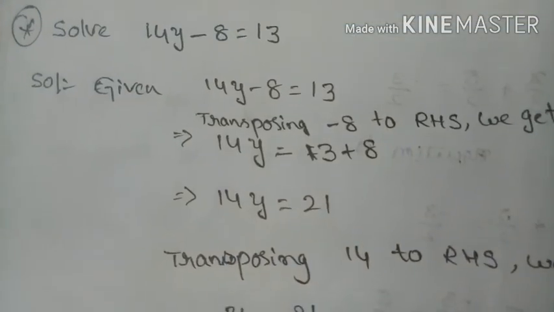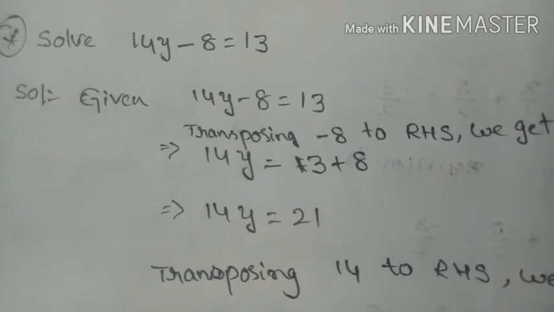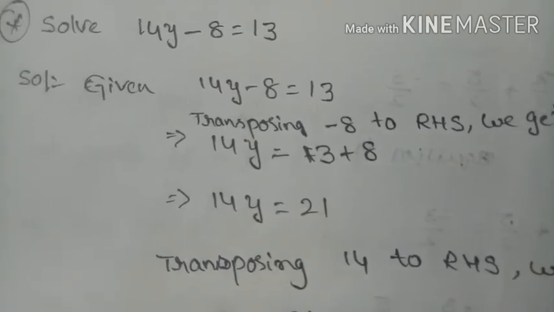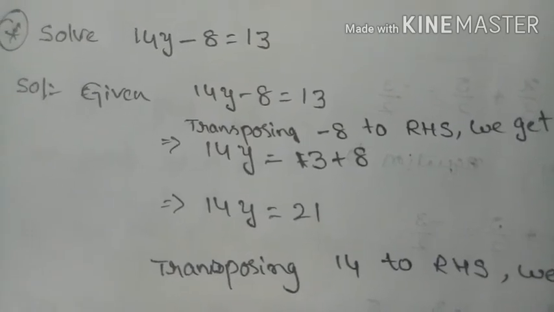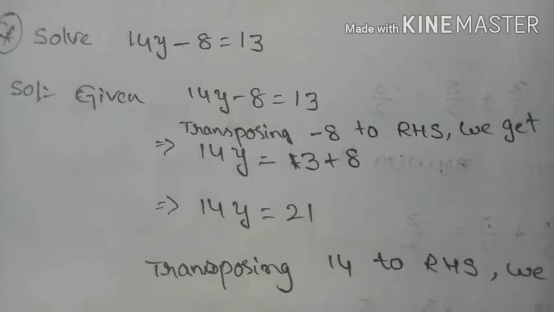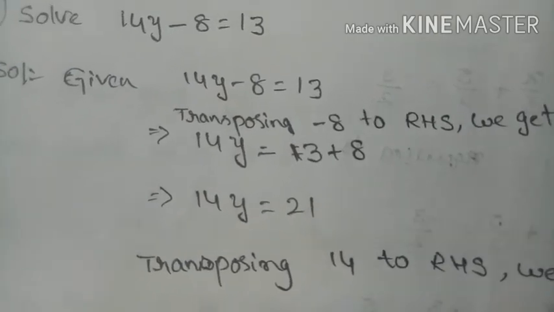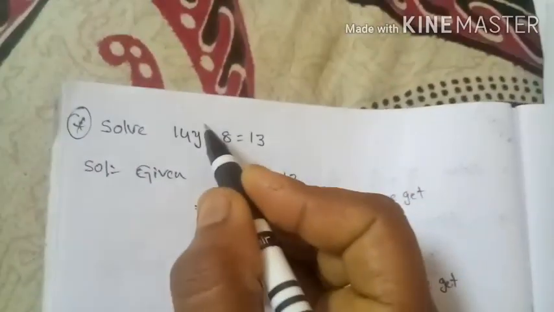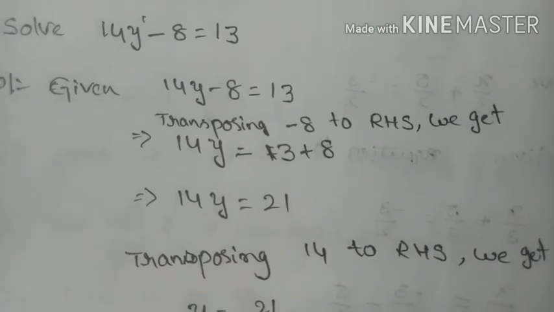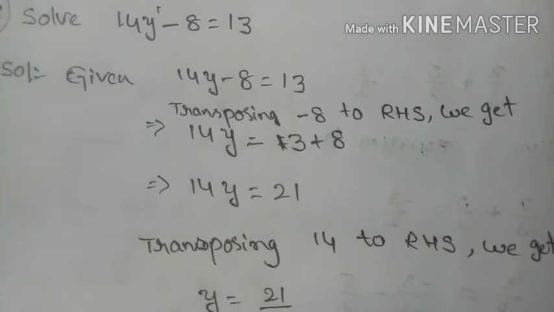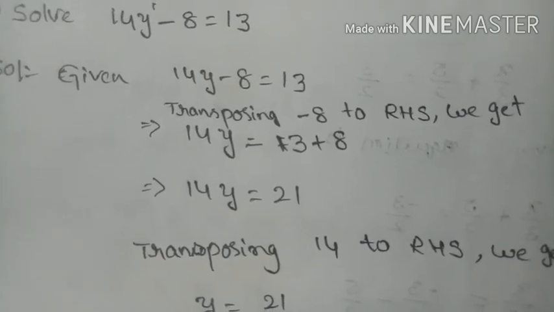Solve 14y minus 8 is equal to 13. What is the variable? y. Is it a linear equation or not? Yes. What is the highest power of the variable y? That is 1. So it is a linear equation. Clear? So given 14y minus 8 is equal to 13. Now what do we have to find here? The y value. Okay, let's see.